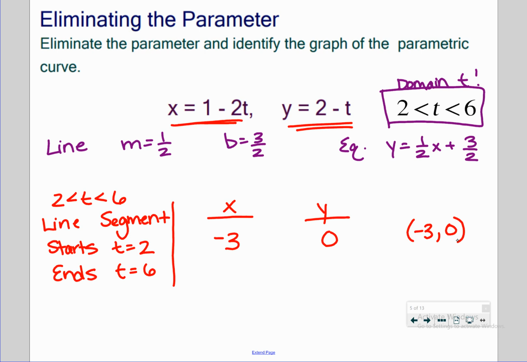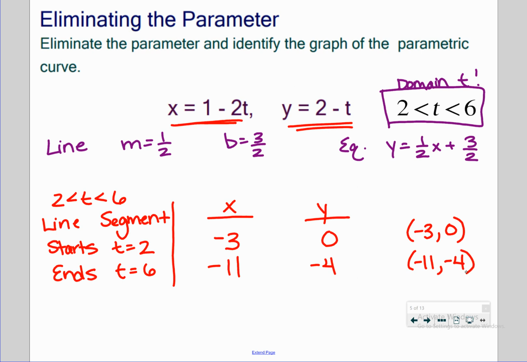Let's say I plug 6 into my x and y equation. If I plug 6 in, what do I get? Negative 11. And if I plug 6 into 2 minus t, I get negative 4. That is the other end point of that line segment.